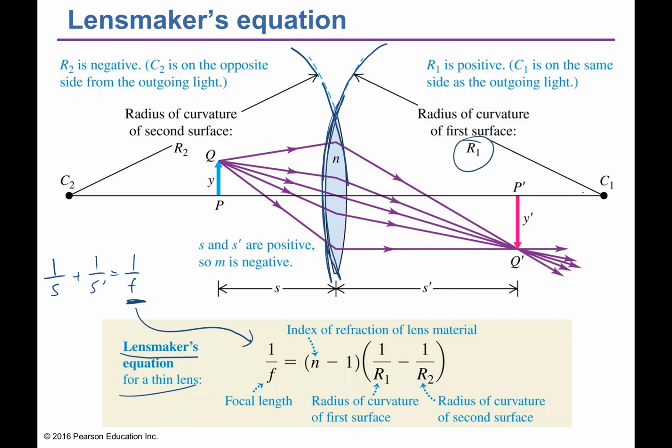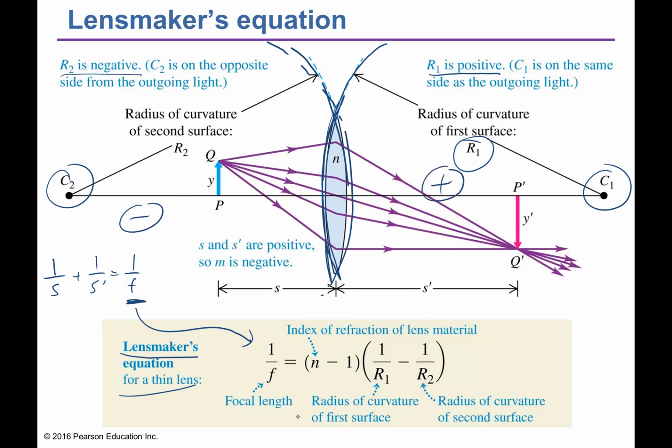It's on the same side as the outgoing light, which happens to be the positive side. So R1 is positive because C1 is on the same side as the outgoing light. Then we have the second surface, with C2. But here R2 is negative because C2 is on the opposite side of the outgoing light, the negative side. So remember, positive side, negative side.